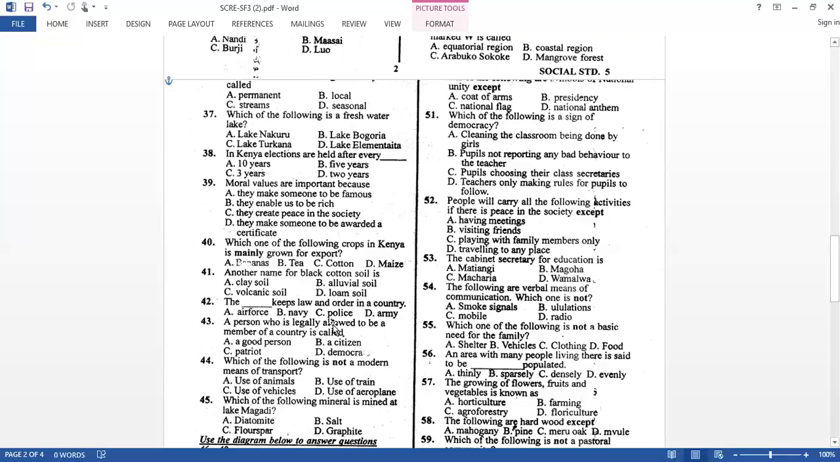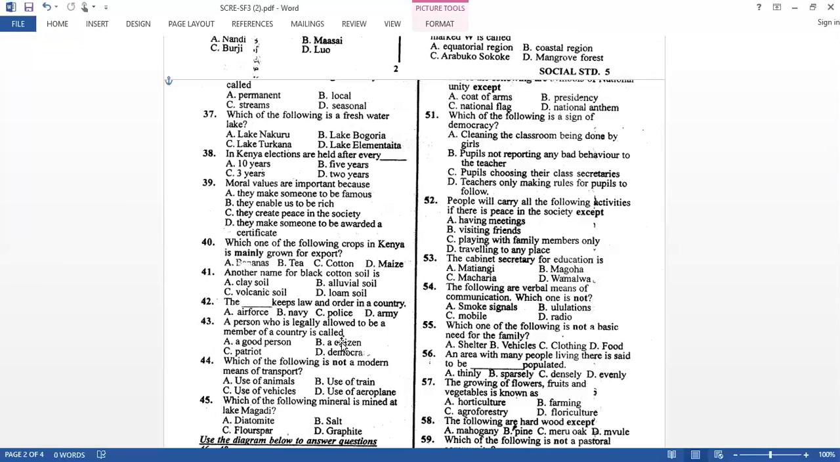A person who is legally allowed to be a member of a country, is it a good person, a patriot, a democrat? No. So we will say a citizen. So you are a citizen of this country because you are legally allowed to be a member of this country, because maybe you are born here in Kenya. So there are maybe two ways for you to become a Kenyan citizen, either by birth or registration. A patriot is someone who is ready to defend his country or someone who loves his country.